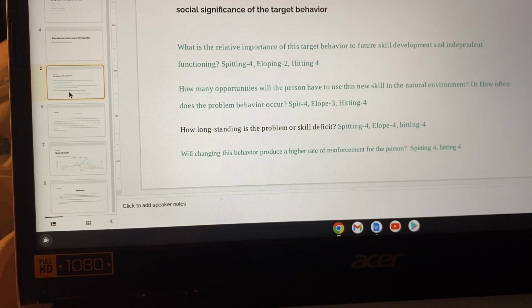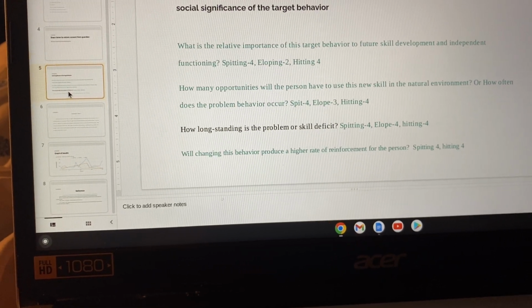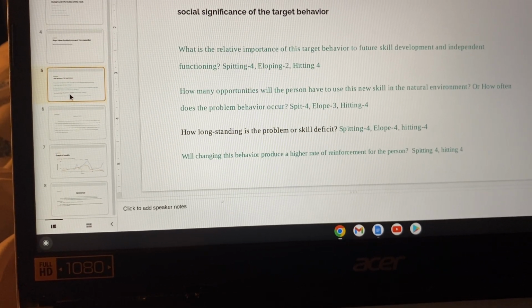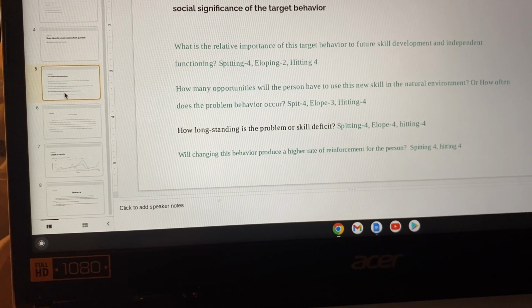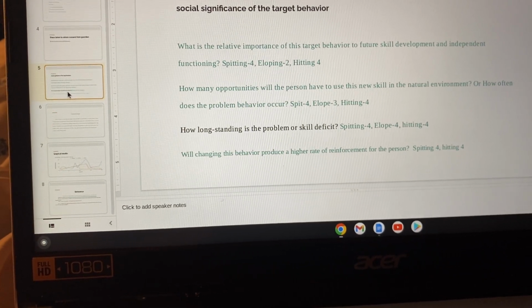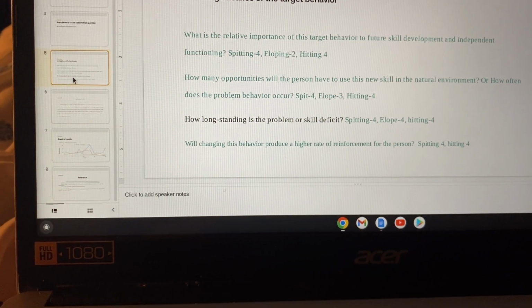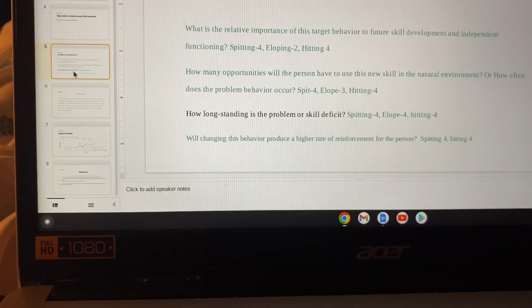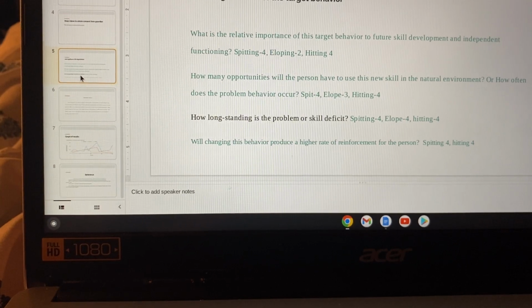The client may go to 4 places. He may go to the hospital. He may go to the store. He may go to church, or he may go to a public function. Is it relevant to those environments? And so you have to think about those things.